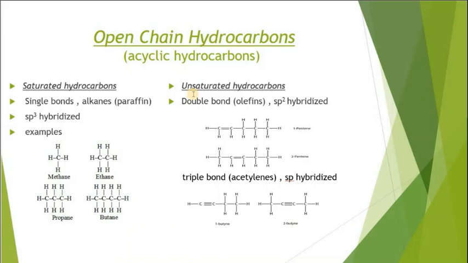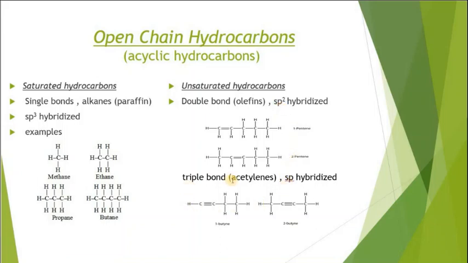In case of unsaturated hydrocarbons, these are those hydrocarbons which have either a double bond or a triple bond between 2 carbon atoms. The compounds which have a double bond between 2 carbon atoms are called olefins, oil-like. These have carbon atoms which are sp2 hybridized. Not all of the carbon atoms will be sp2 hybridized, but the 2 carbons which are holding a double bond or a triple bond will be sp2 hybridized or sp hybridized.